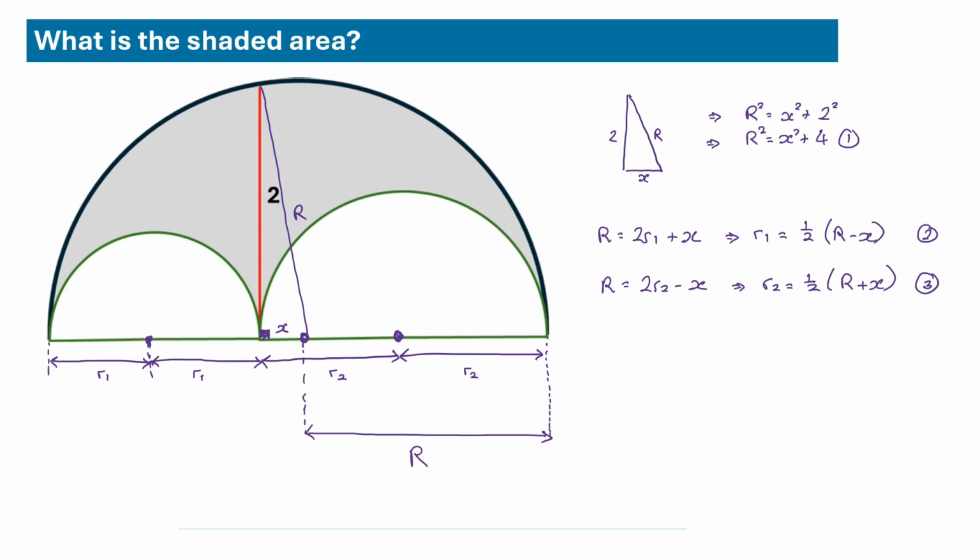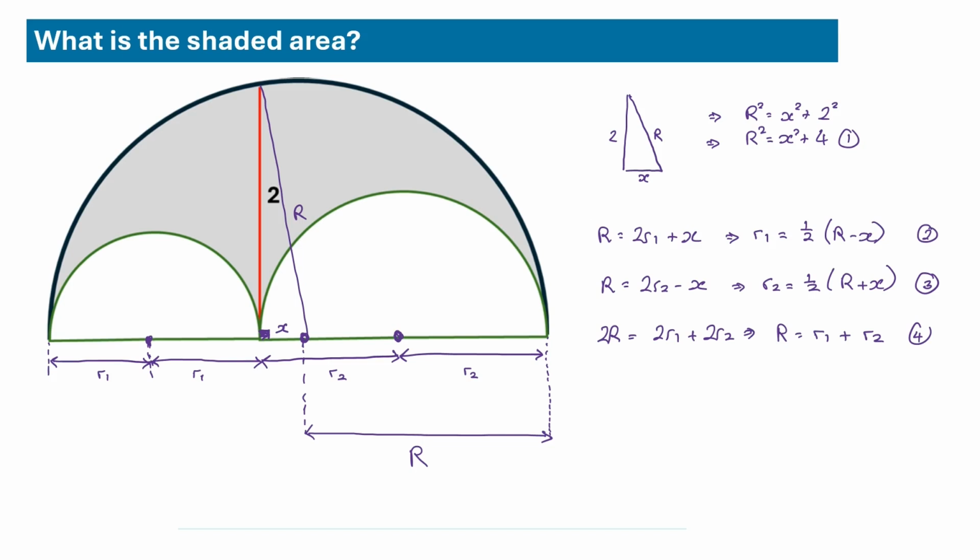The next thing is a statement of the obvious, but it's often the thing my students miss when I do this question. 2R, the base of the large semicircle, or the diameter if you like, is equal to r1 plus r1 plus r2 plus r2. So I can simplify that down to R equals r1 plus r2. So I've got 4 equations, which I hope are going to help me in some way.